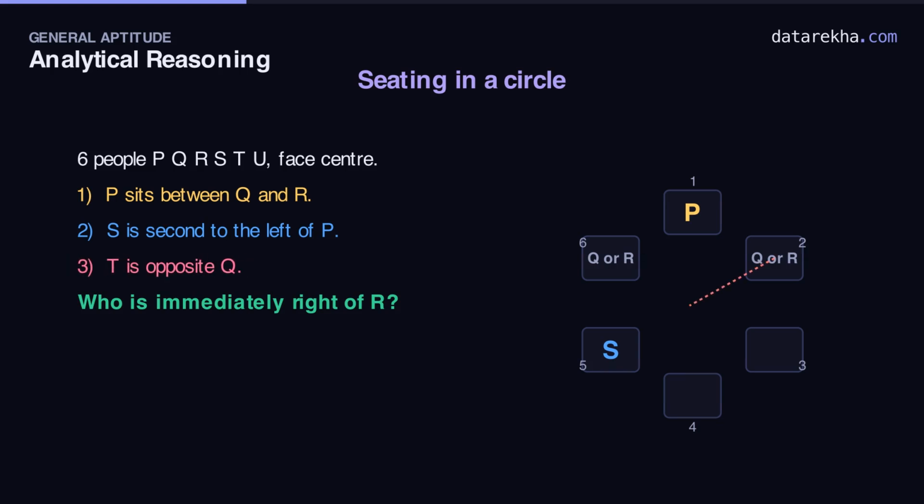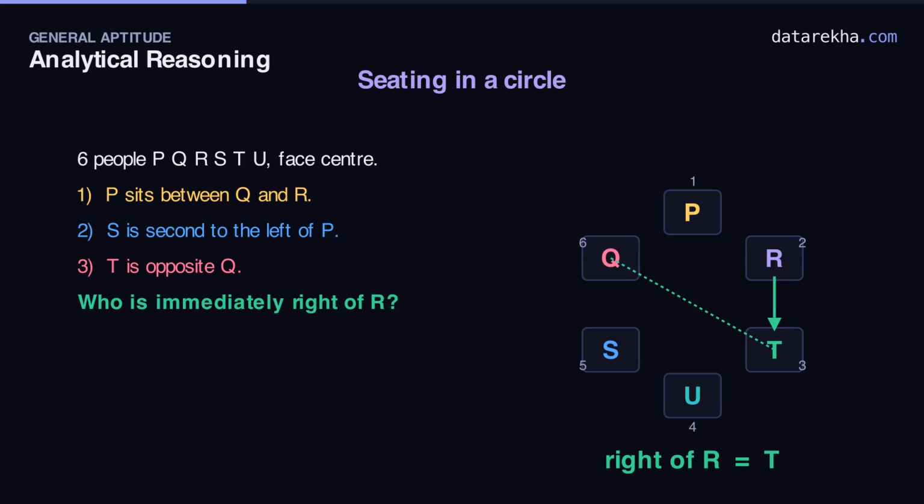Now the deciding clue. T is opposite Q, 3 seats across. Test Q at seat 2. Opposite is seat 5, but S already sits there. Contradiction. So that case is dead. So the other case holds. Q at seat 6, R at seat 2. Opposite seat 6 is seat 3, so T takes 3. The last seat, 4, is U. The table is complete and unique.